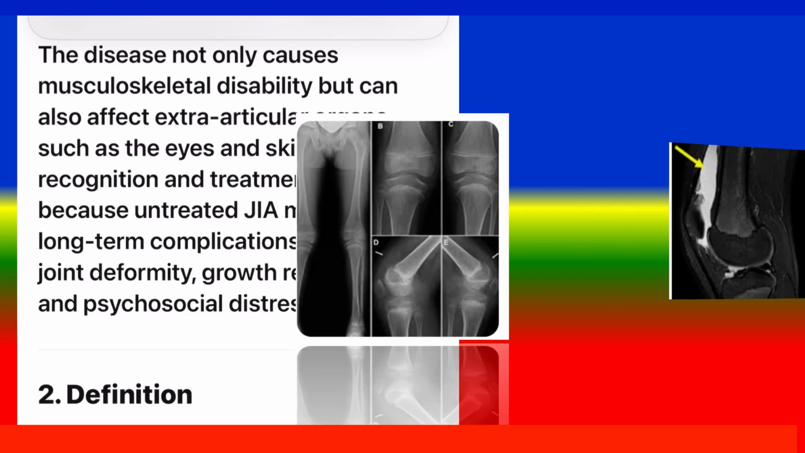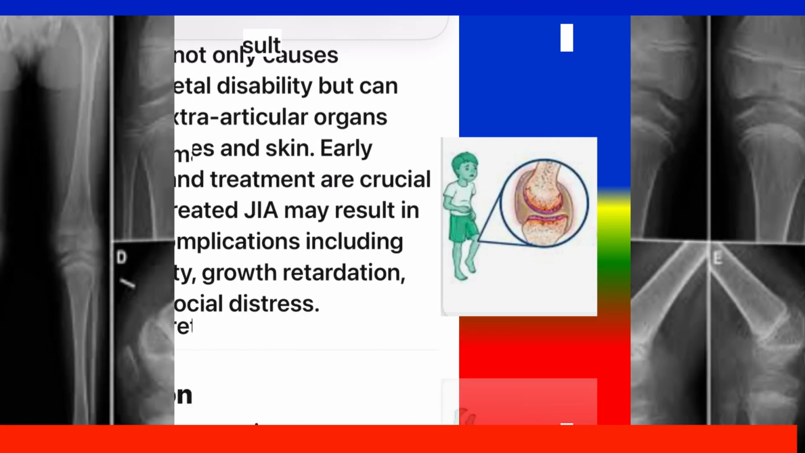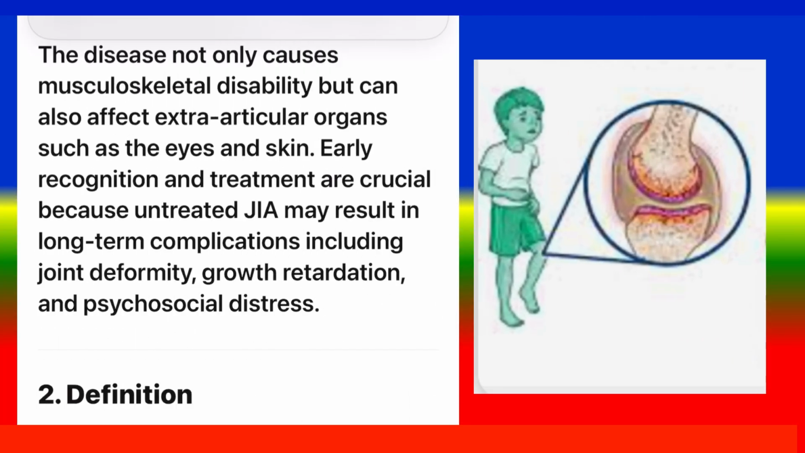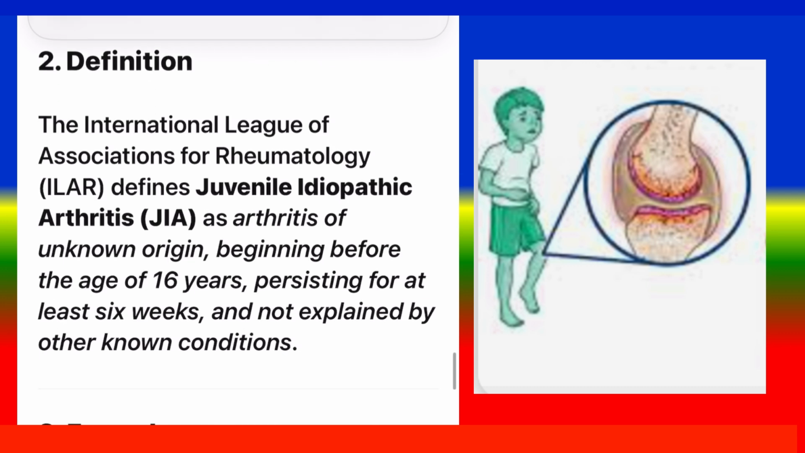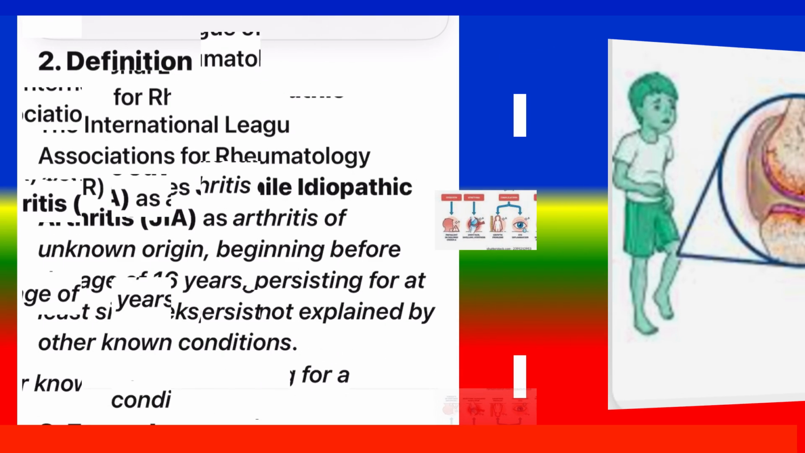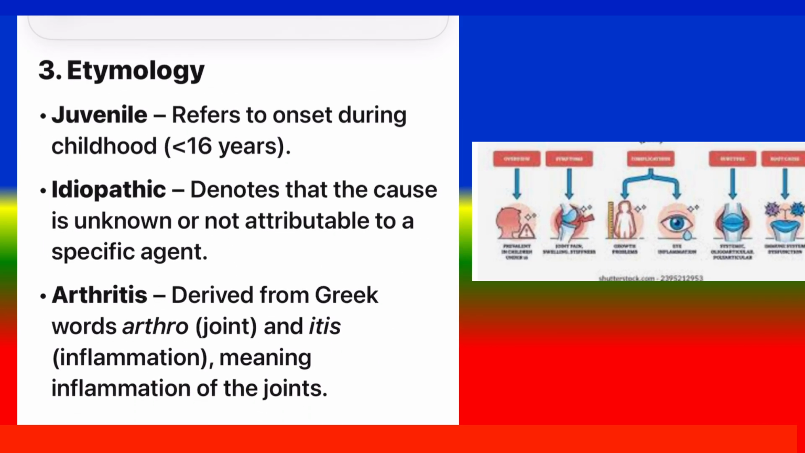Early recognition and treatment are crucial because untreated JIA may result in long-term complications including joint deformity, growth retardation, and psychosocial distress. 2. Definition. The International League of Associations for Rheumatology, ILAR, defines juvenile idiopathic arthritis, JIA, as arthritis of unknown origin, beginning before the age of 16 years, persisting for at least 6 weeks, and not explained by other known conditions. 3. Etymology. Juvenile refers to onset during childhood, under 16 years.